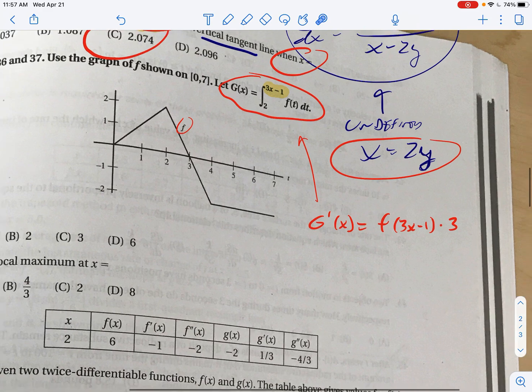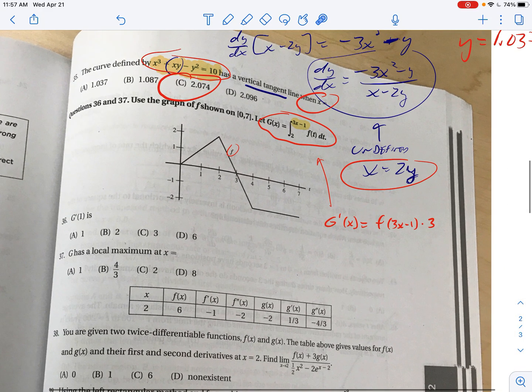So what are they asking? What's g prime of 1? So g prime of 1 would be f of 2 times 3. F of 2 is 2, so that is 6.